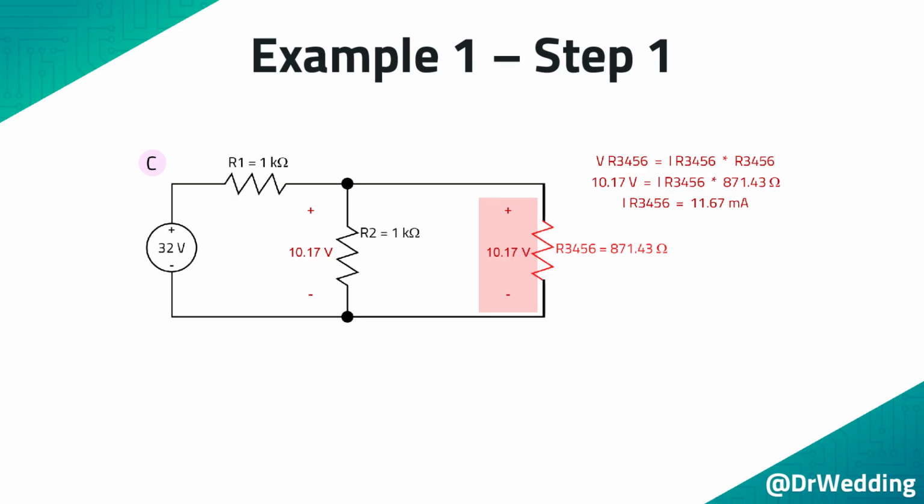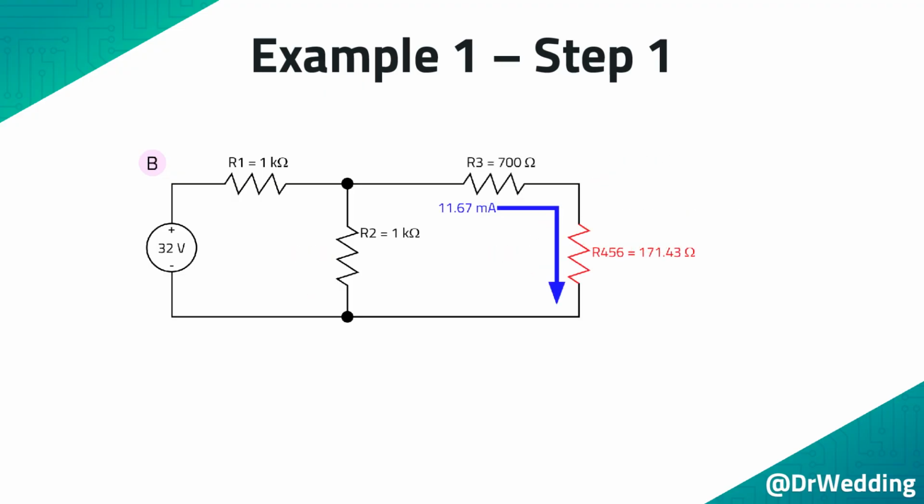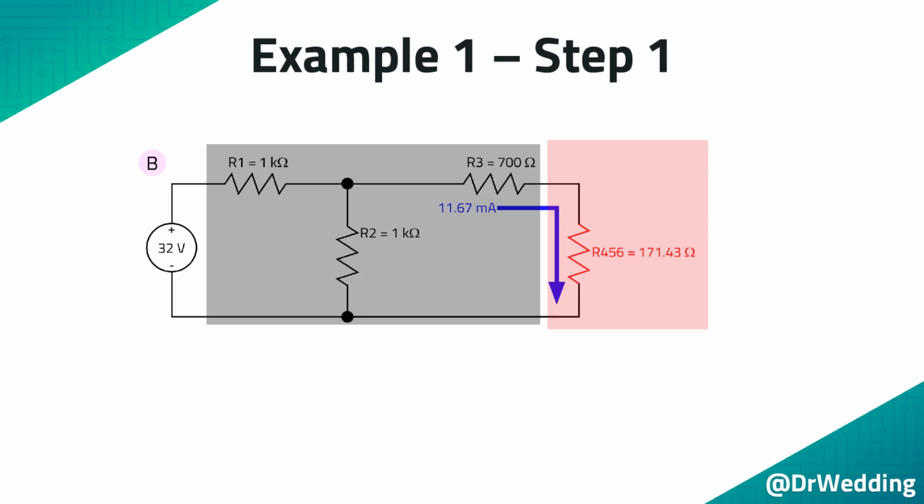Then the circuit can be unzipped back to circuit B. The current through R3, 4, 5, 6 was calculated in circuit C. This current is copied into R3 and R4, 5, 6 in circuit B. We only care about R4, 5, 6, and we can find the voltage drop across it using Ohm's law.